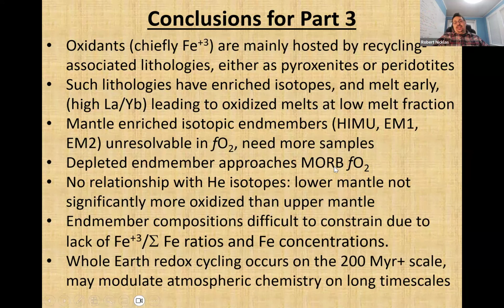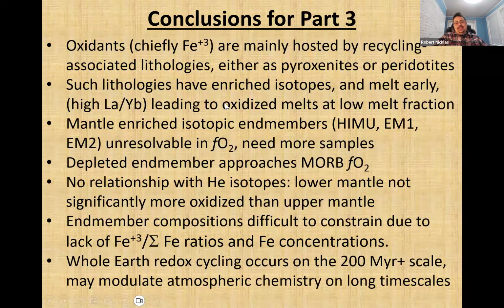We know that the depleted end member of OIB approaches MORB FO2. And whether they're the same, whether the depleted end member of OIBs and ambient MORB mantle are the same thing, is debated by geochemists. We know there's no relationship with helium isotopes. So what we can say is, at least in the modern mantle, the lower mantle is not significantly more oxidized than the upper mantle. It's hard to get end members right now because we don't have iron concentrations of end members.